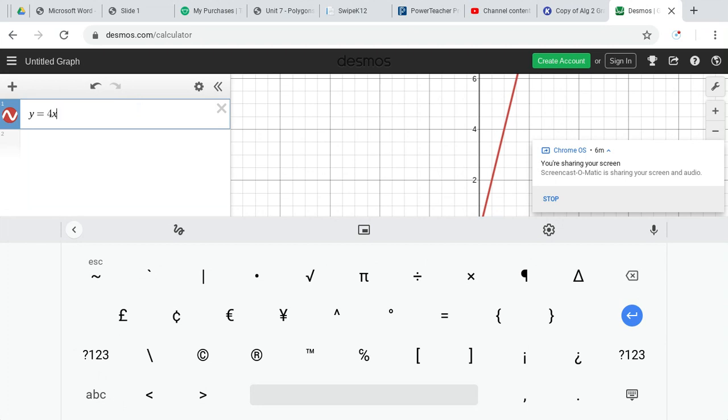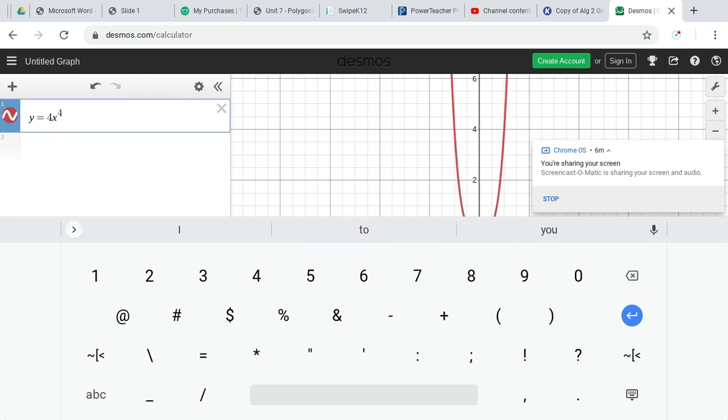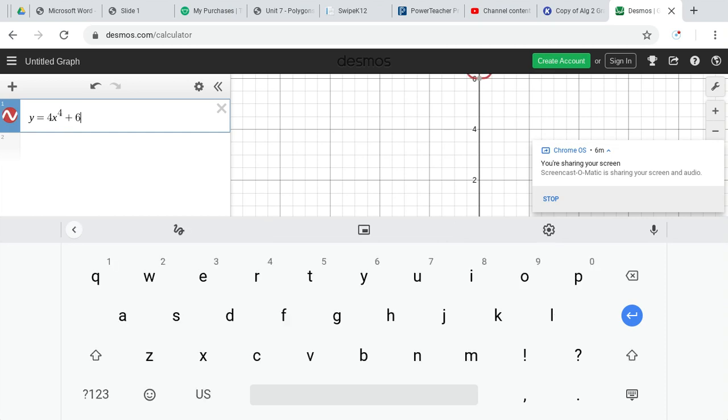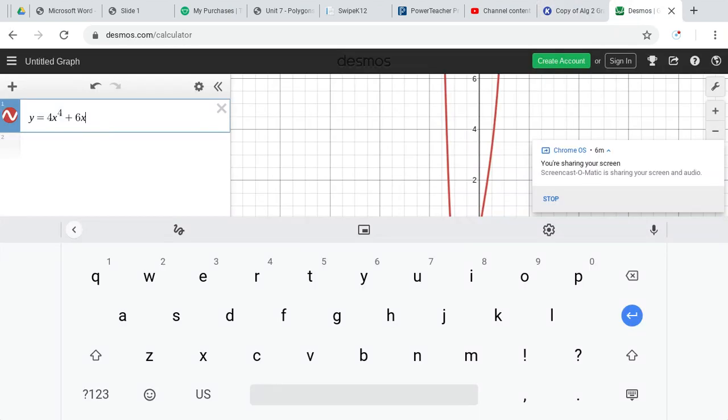Different ones here. Oh, there we go. Knew I had to find it. To the fourth. Oh, to the fourth. And then plus 6x, what was it here? Cubed minus x.